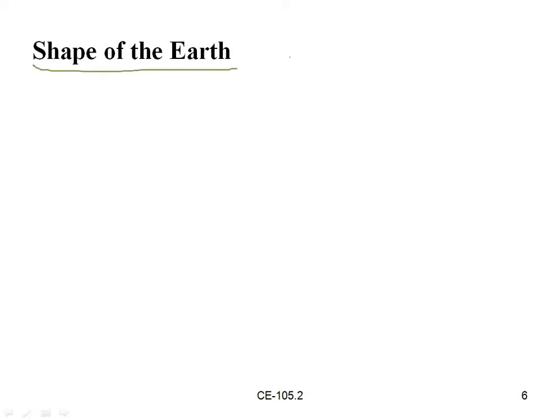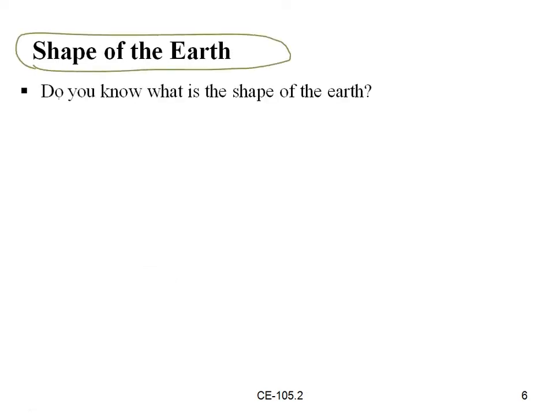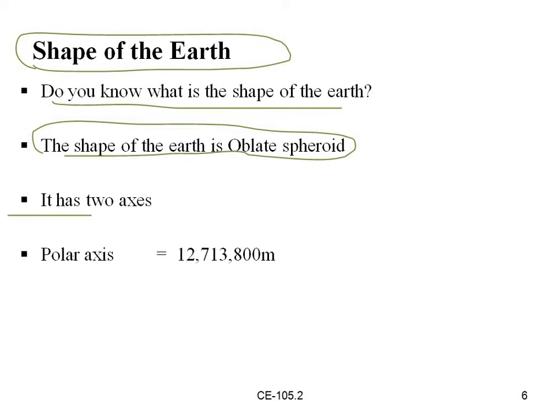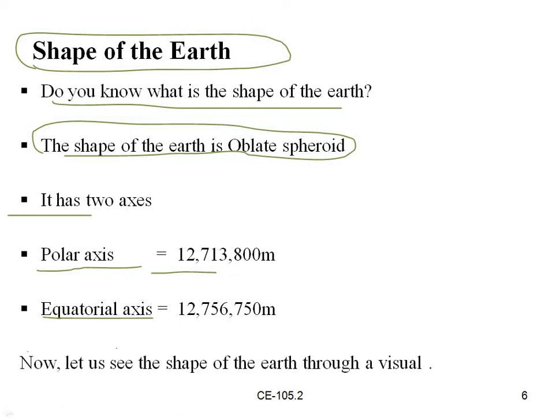Then next, what is the shape of the earth? Let us see here. Do you know the shape of the earth? The shape of the earth is an oblate spheroid. So it has two axes. One is the polar axis, equal to 12,713,800 meters, and the equatorial axis is 12,756,750 meters. Now let us see the maps of the earth through a visual.